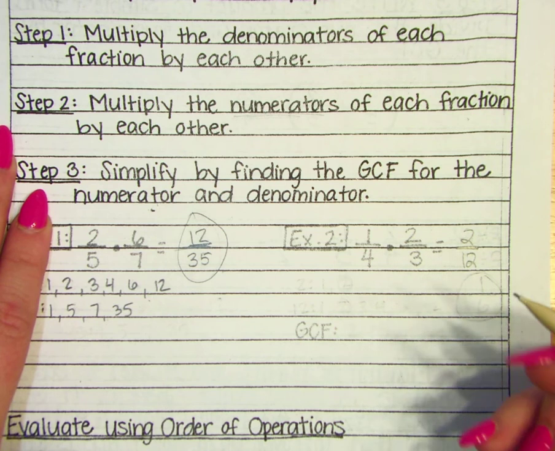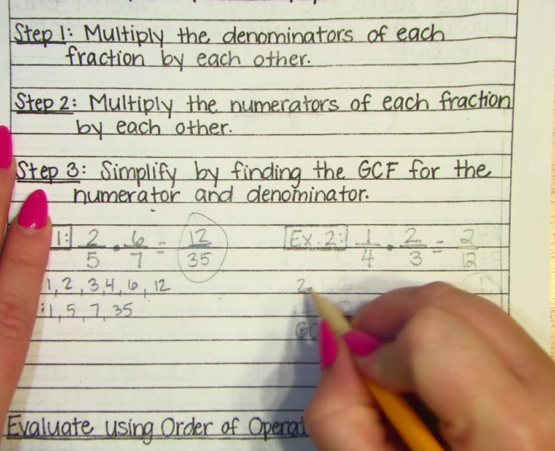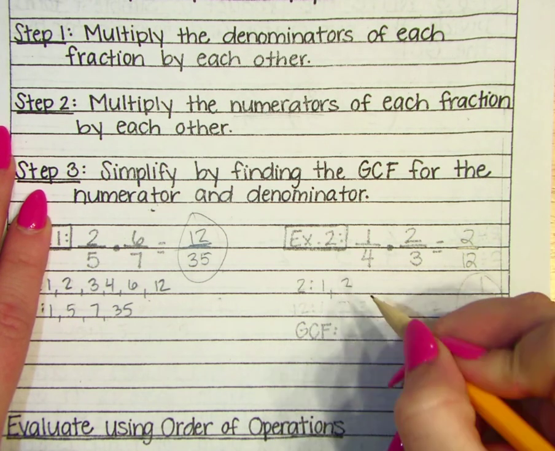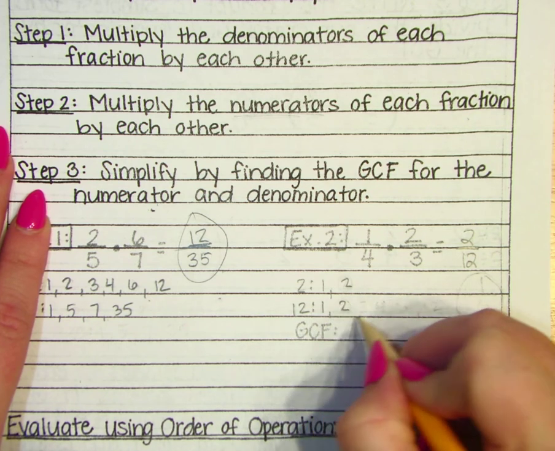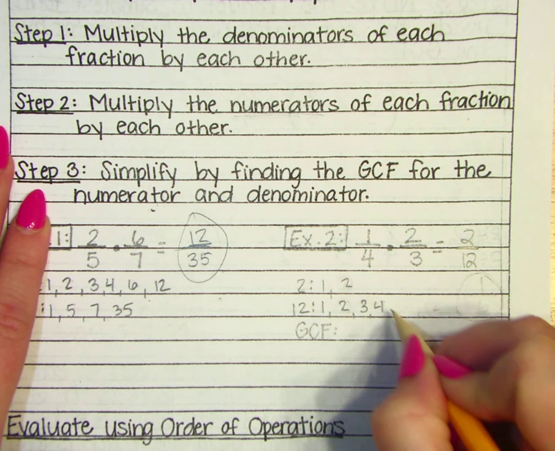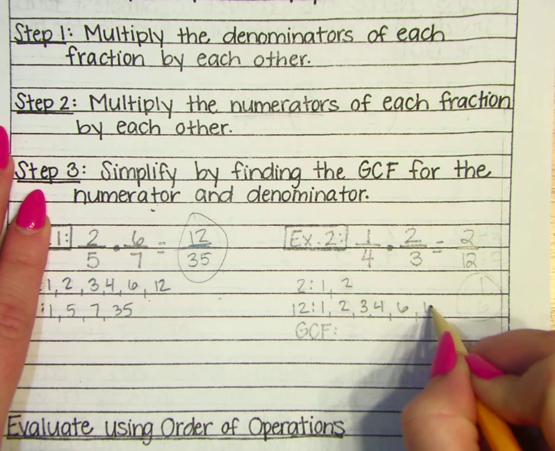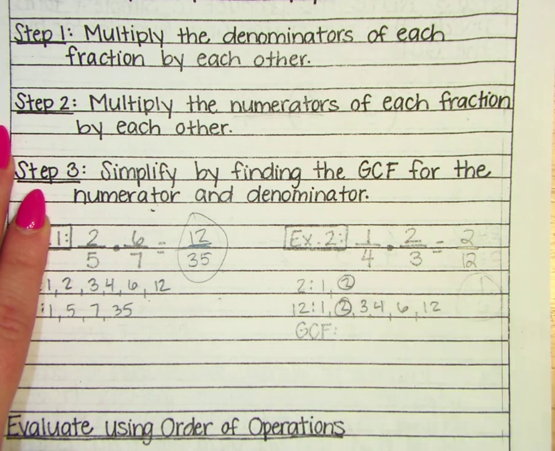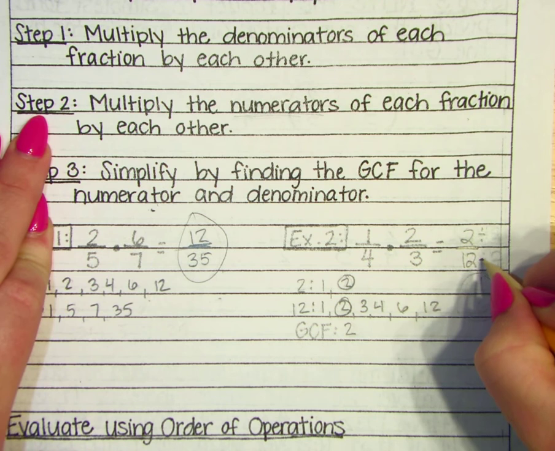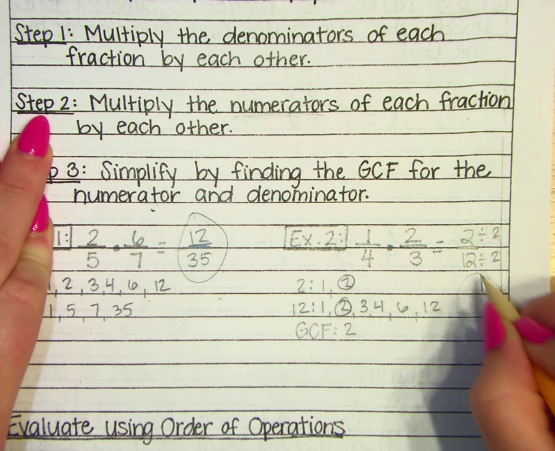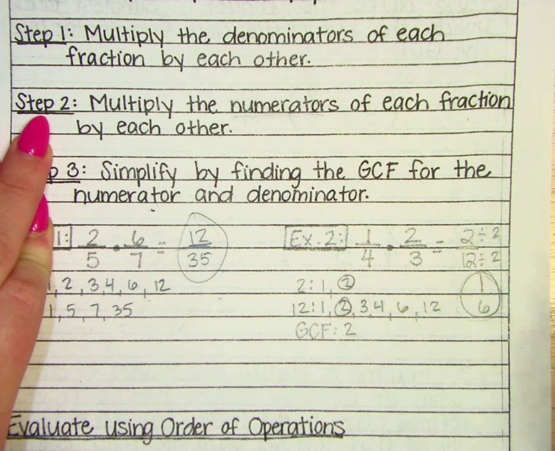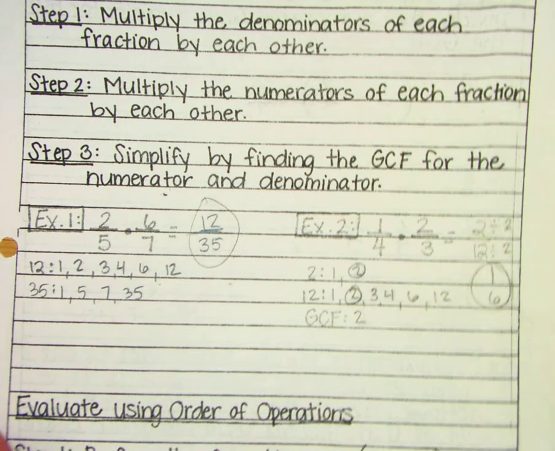So then we have to simplify by finding my greatest common factor of the numerator and the denominator. So in case you don't know, you can always list them out. Factors of 2 are 1 and 2. Factors of 12 are 1, 2, 3, 4, 6, and 12. The greatest one they have in common is 2. So my GCF is 2, which means I divide by 2 on the top and the bottom. 2 divided by 2 gives me 1. 12 divided by 2 gives me 6. So my final reduced answer is 1/6. And that's all you got to do.